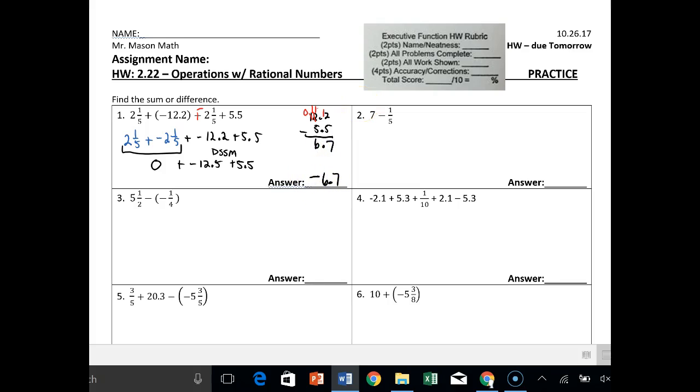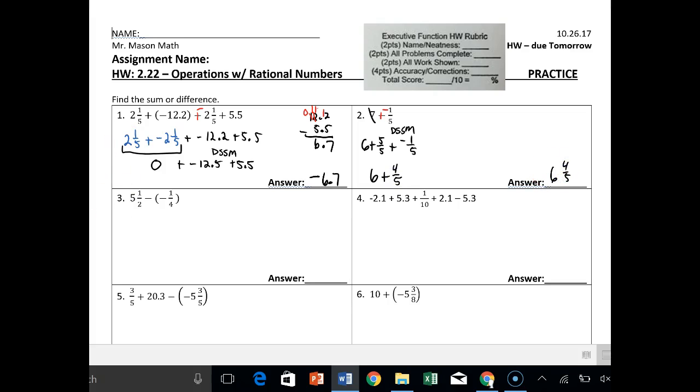Number 2, again, I see the subtraction. So I go plus a negative. I can't just smush them together because they're different signs, so I need to borrow. So 7 becomes 6 plus 5 over 5 plus negative 1/5. This problem will definitely be on your test tomorrow. So it's 6, and this is a DSSM, different sign, subtract, keep the sign that you have more of. So 5 plus negative 1 is actually 5 minus 1, which is 4. So we have 6 and 4/5.